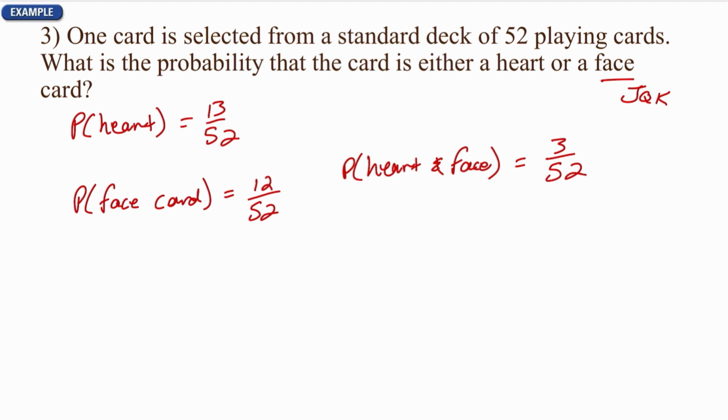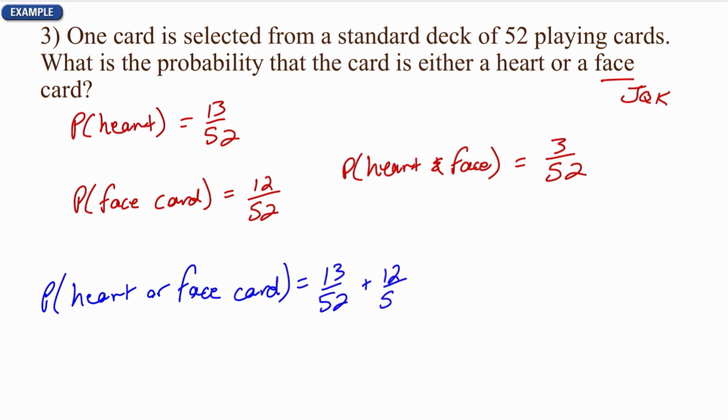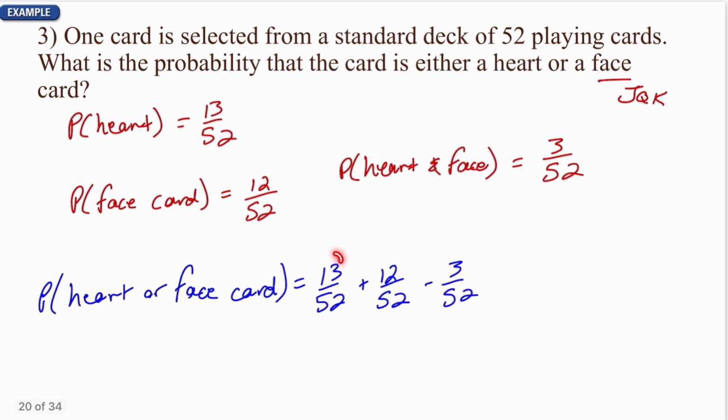So overall, we say the probability of getting a heart or a face card would be 13 out of 52 plus 12 out of 52, and then we're going to subtract 3 out of 52 because, again, we have already counted all the jack, queen, king of hearts when we counted all the hearts, and then we counted the jack, queen, king of hearts when we counted face cards. So that's why we have to subtract, because we don't want to count them twice.